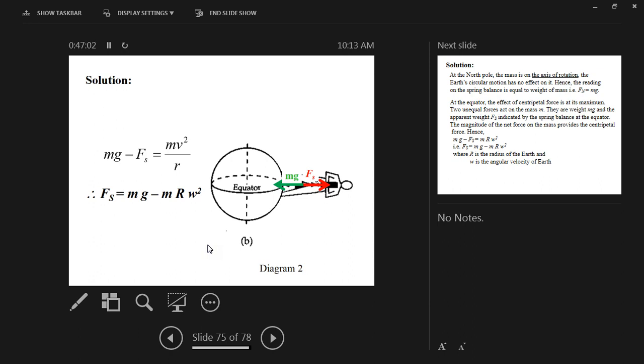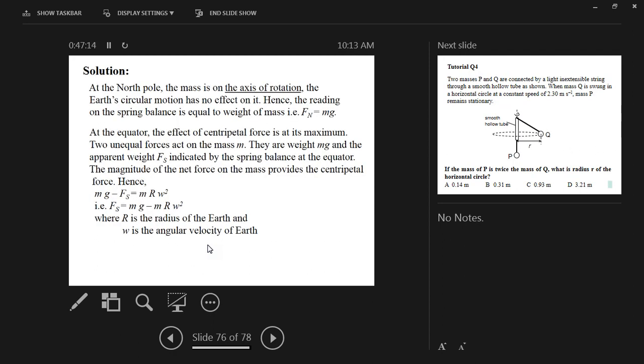Okay, so that is the idea behind it. I have actually sent you the solution, the qualitative solution. So you go and refer. I don't think I want you to copy here. I have already sent you this solution. You can refer to your email. So over here, what we are talking about is at the North Pole, right? The mass is on the axis of the rotation, and therefore the Earth's circular motion has no effect. There is no centripetal force required. So the two readings will be equal.